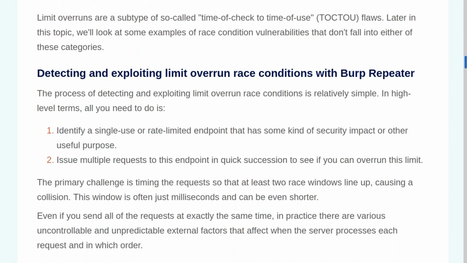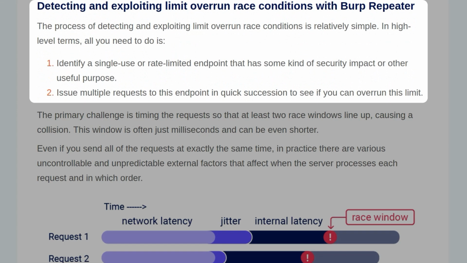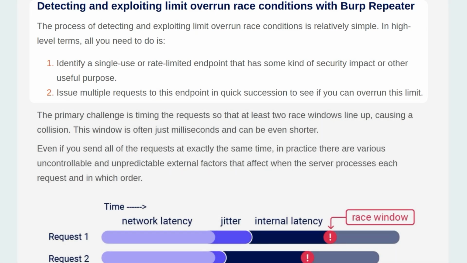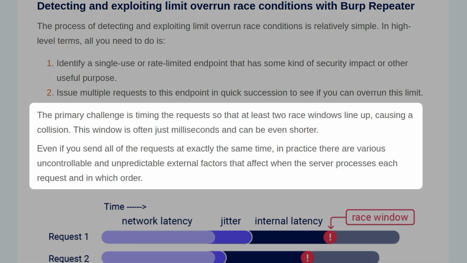The process of detecting and exploiting limit overrun race conditions is relatively simple. In high-level terms, all we need to do is identify a single-use or rate-limited endpoint that has some kind of security impact or other useful purpose, and then issue multiple requests to that endpoint in quick succession to see if you can overrun this limit. The primary challenge is timing the requests so that at least 2 race windows line up, causing a collision. This window is often just milliseconds and can be even shorter.